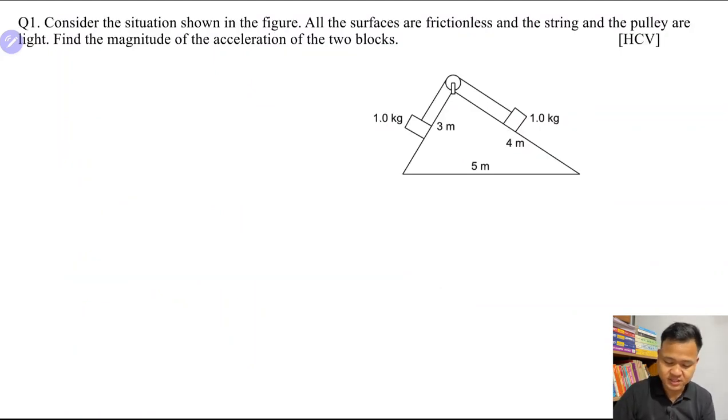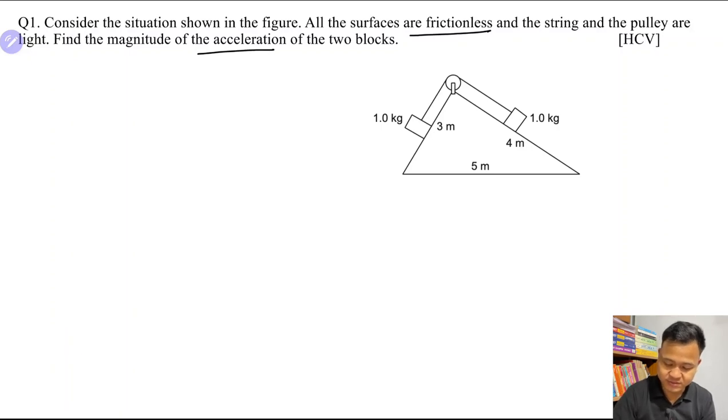First question from HCV. Consider the situation shown in the figure. All the surfaces are frictionless. So we have a question of frictionless, everything is smooth. The string and the pulley are light. Find the magnitude of acceleration of the two blocks.